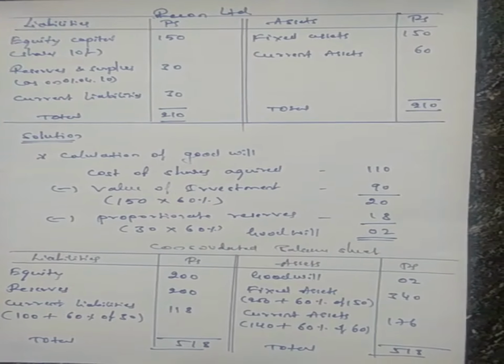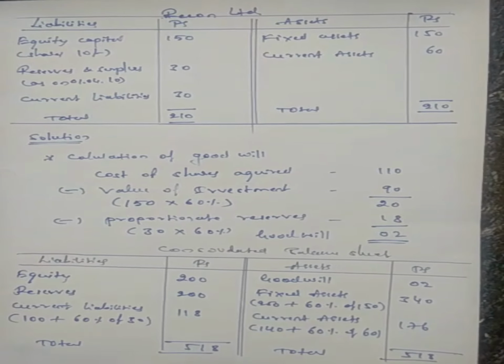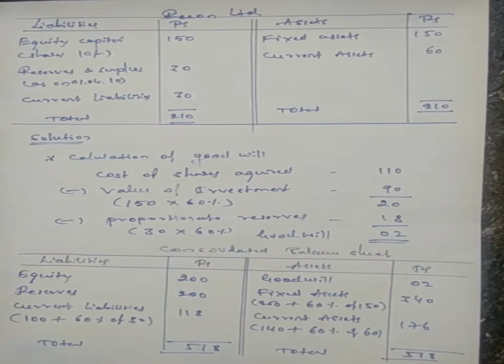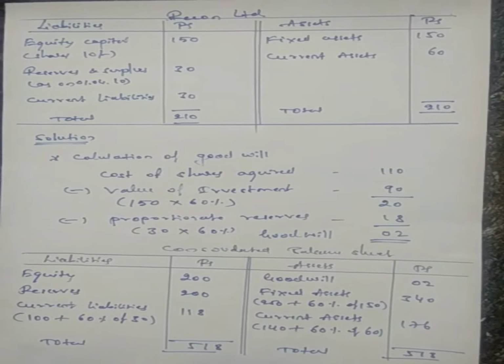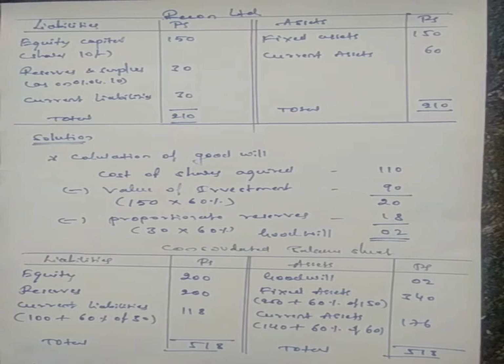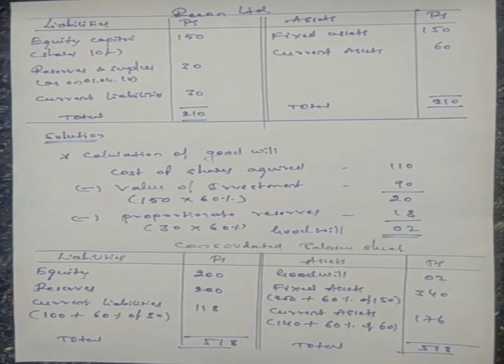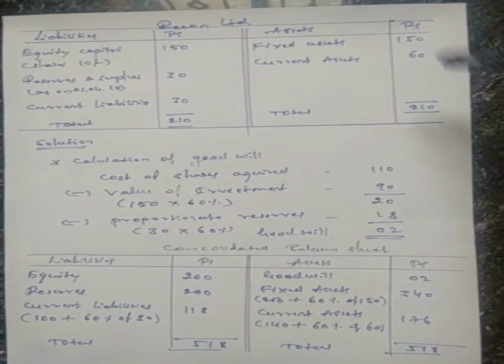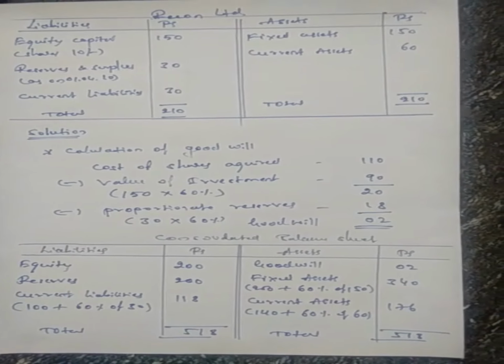Next, the second, subsidiary company Recon Limited, liabilities and assets. Liabilities: equity share capital 150, reserves and surplus 30, current liabilities 30, fixed assets 150, current assets 60, total 210. Amounts are figures in thousands only.